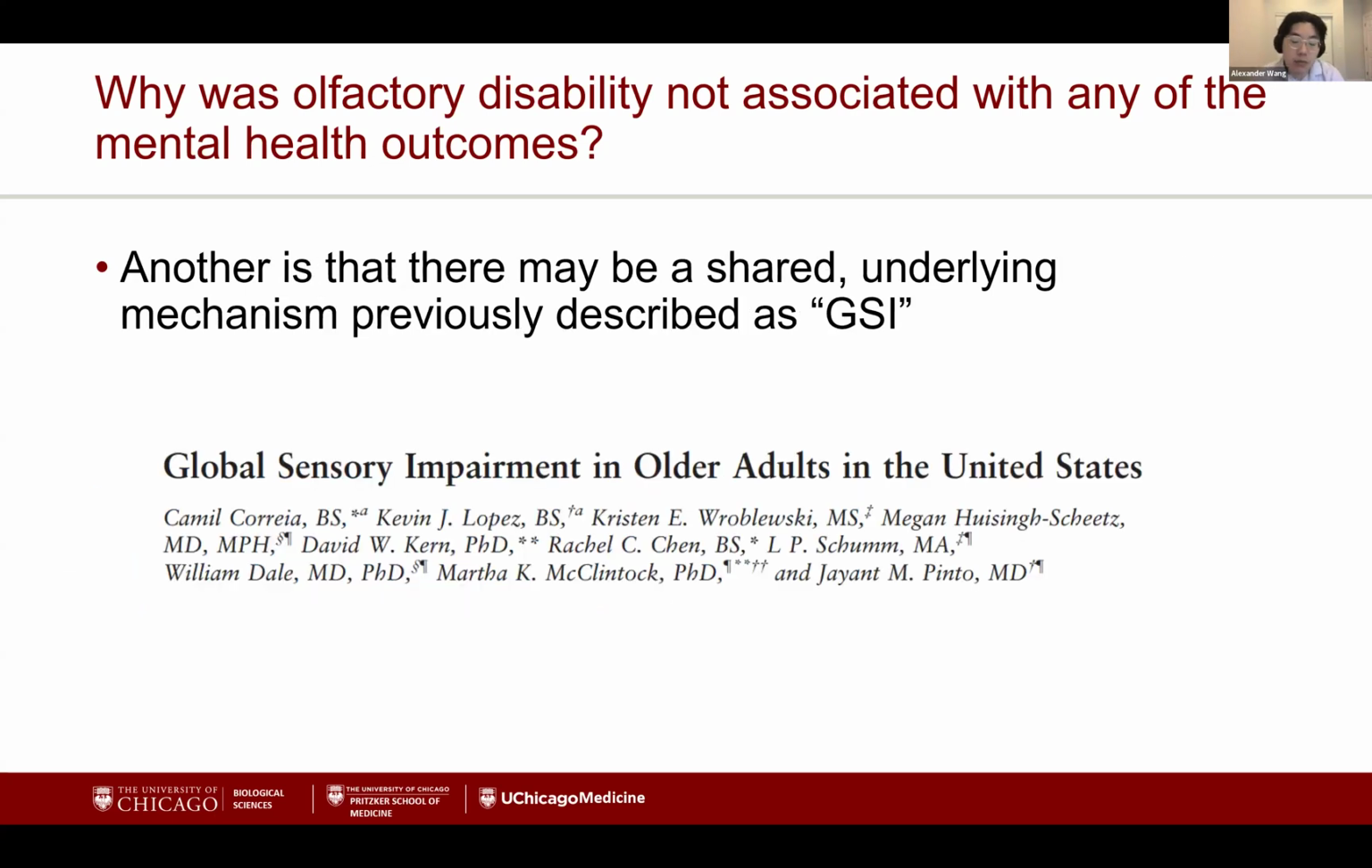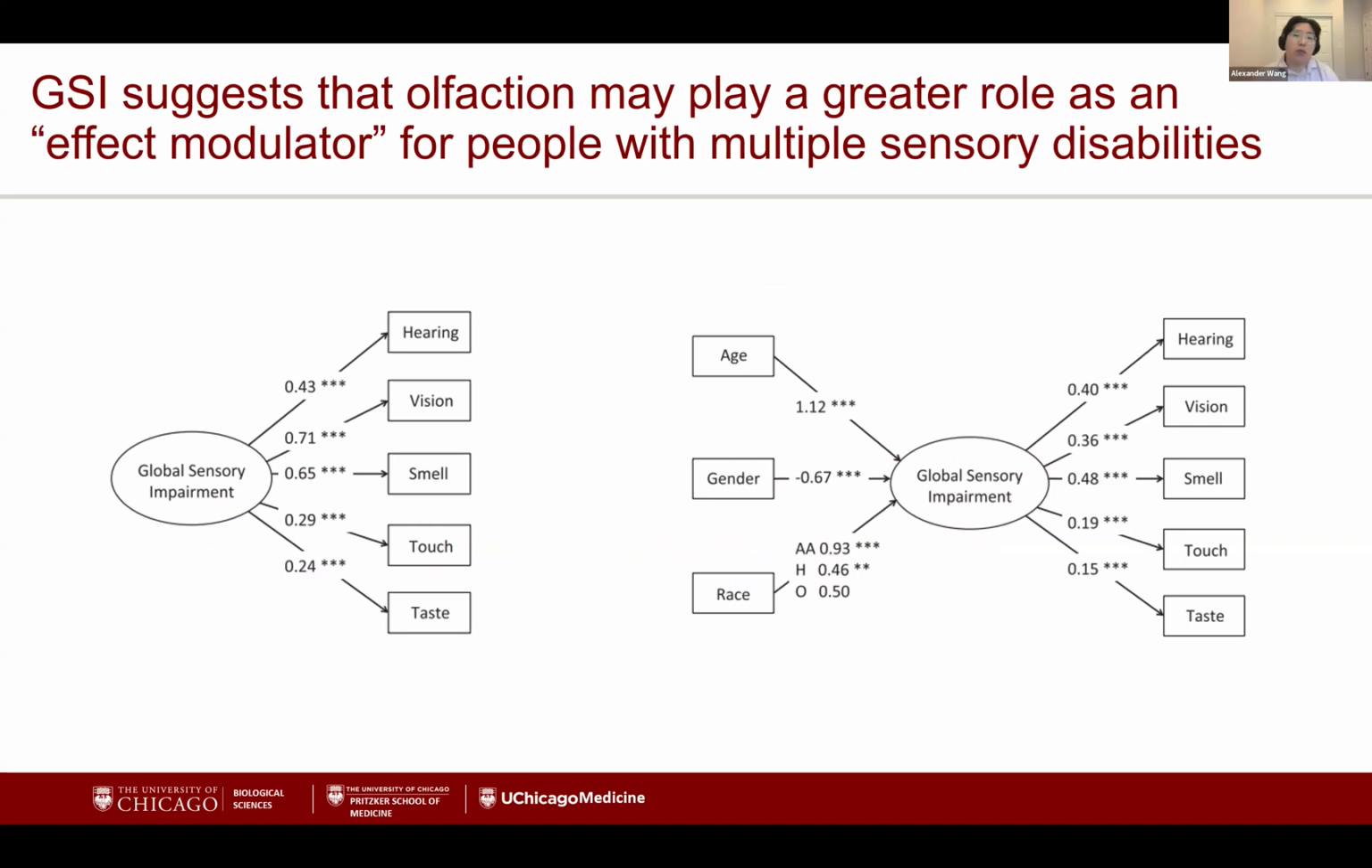Another theory is that there may be a shared underlying mechanism, previously described as GSI, or global sensory impairment. Dr. Pinto, the person I worked on this with, worked with a team of researchers and they looked at sensory function and, in essence, came up with this theory that GSI is a proposed underlying mechanism for sensory disability. I'll walk through these figures because they're a little bit confusing, but the figure on the left basically uses a generalized single factor measurement model to predict sensory outcomes using a single factor. That's what they dubbed in the paper GSI.